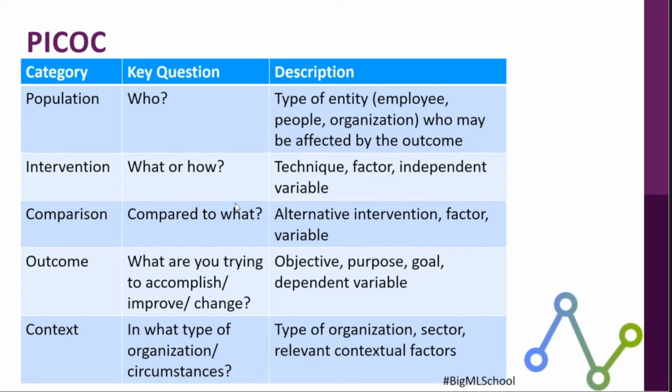And the questions you want to think about: the population. Who are the sort of people, the entity that will be affected by the outcome of your research question? The intervention, what or how? What are you going to do? Is it a technique, a factor, the independent variables if you're doing statistics? The comparison, compared to what? What are the alternatives? The outcome, what are you trying to accomplish, improve, or change? And what's the goal? What's the purpose? And the context, what type of organizational circumstances?